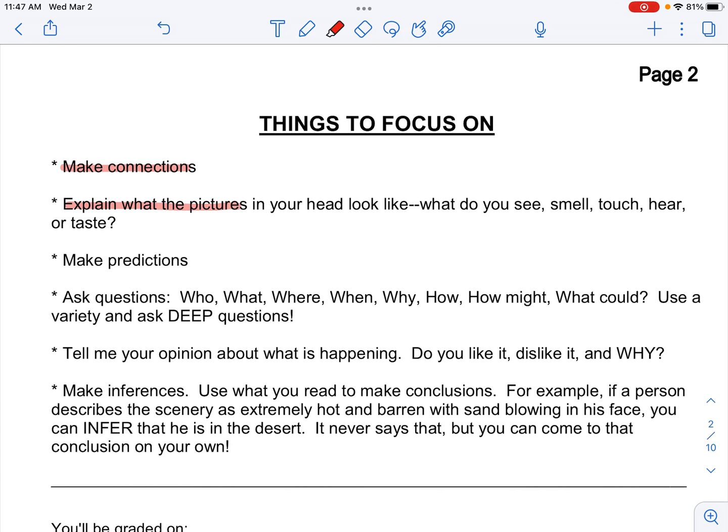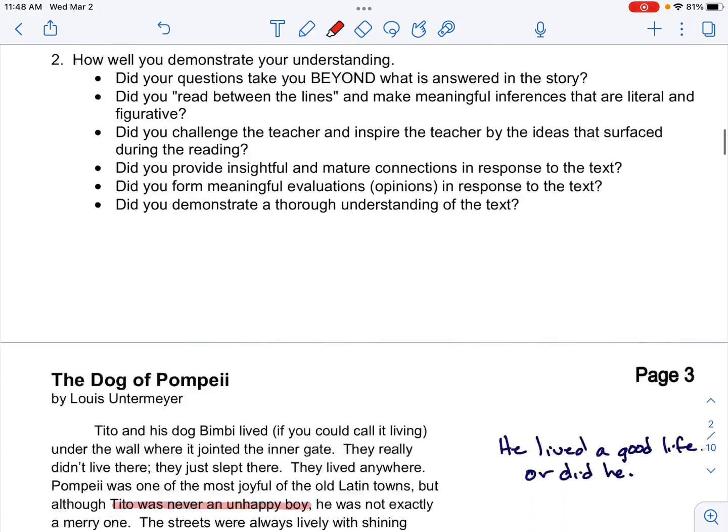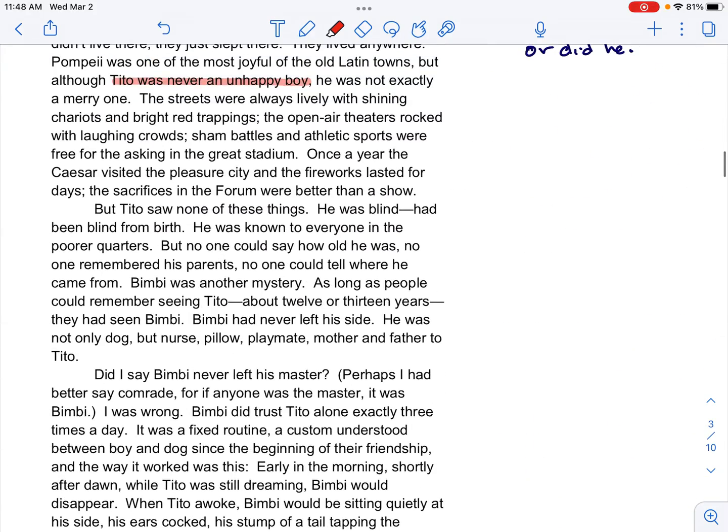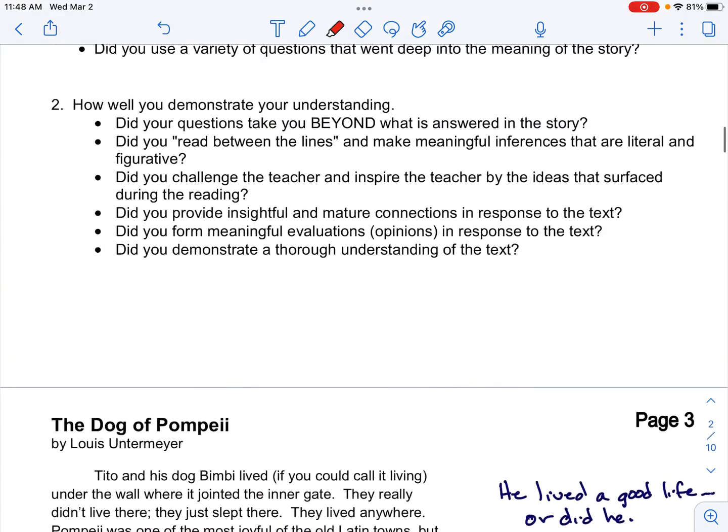Okay, so explain pictures in your head. In your head, what do they look like? What do you see, smell, touch, hear, taste? Make predictions. What do you think is going to happen next? So as you're reading in your notes, like, oh okay, Caesar visited the city and there were fireworks that lasted for days. I think there was a big fire, maybe that's a prediction that you make.